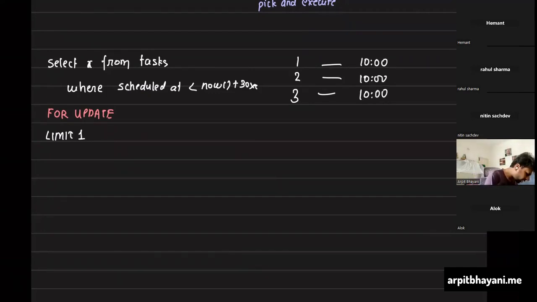And we will also add order by over here so that we pick in order. Order by scheduled at, limit 1. That's fine. What would happen when this query is fired in parallel by multiple machines at the same time? The challenge is with the time.